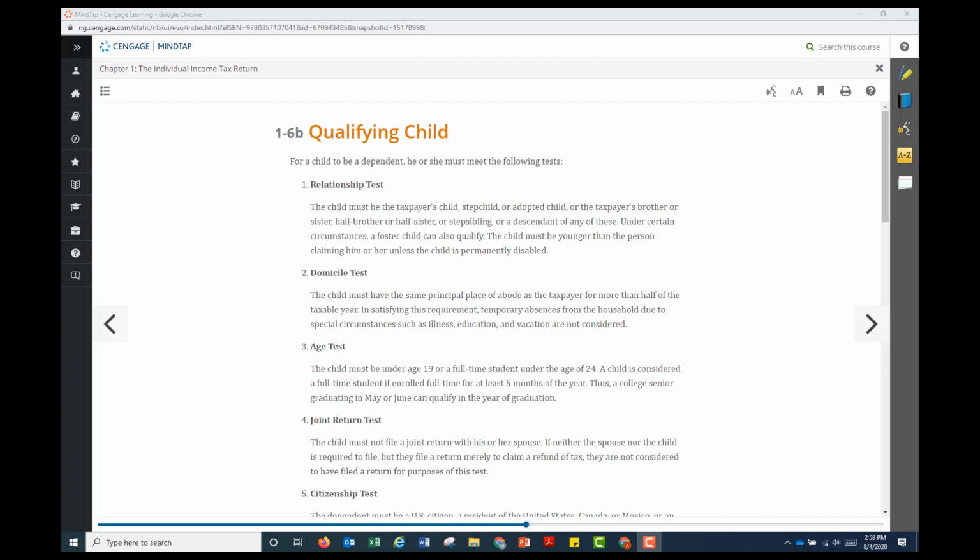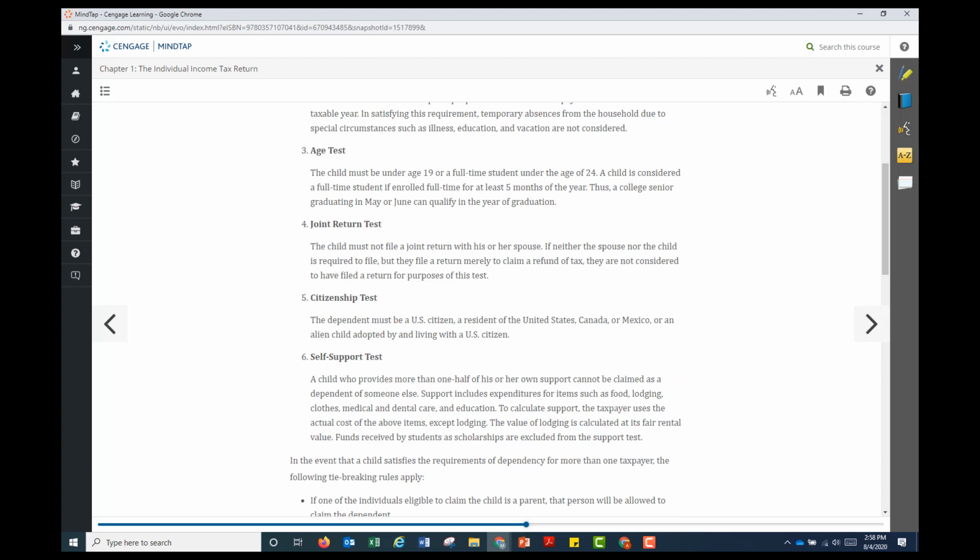What about the support test? A child who provides more than half of his or her own support cannot be claimed as a dependent of someone else. If Bill provides 60% of Eddie's support, then that means Eddie is not providing more than half of his or her own support, right? So that's okay. It passes the support test. Now, Eddie is 22 years old. A child must be under 19. So Eddie cannot be a qualifying child.